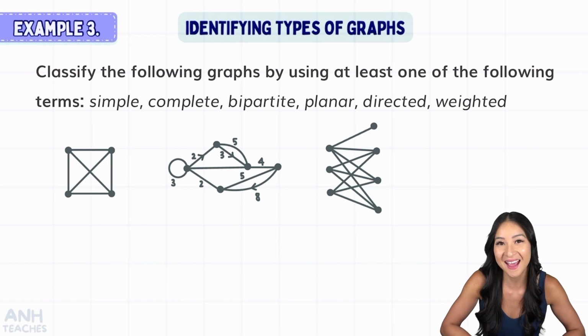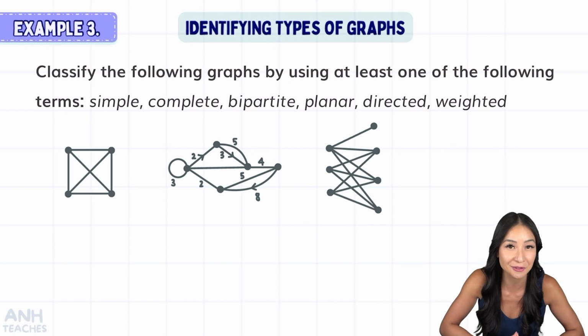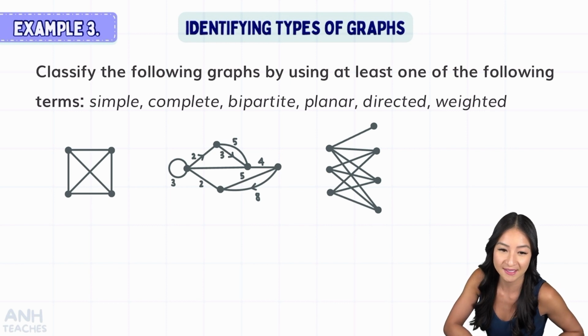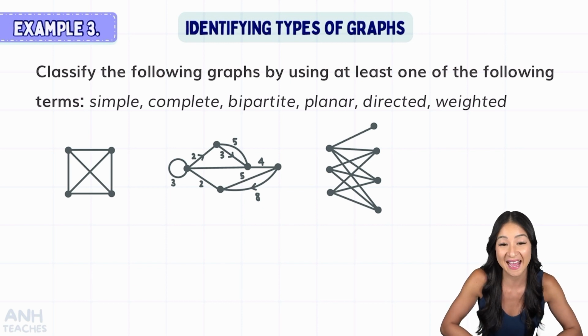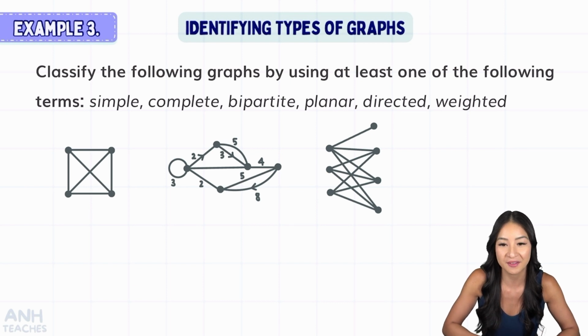So this is the third and final example for today. And to answer this question, we are going to need to recall some of the things that we've previously learnt. So let's read the question. Classify the following graphs by using at least one of the following terms. Okay, key word here is at least. That means that we can use more than one of these terms to classify each graph. And the terms that we have to choose from are simple, complete, bipartite, planar, directed, and weighted.